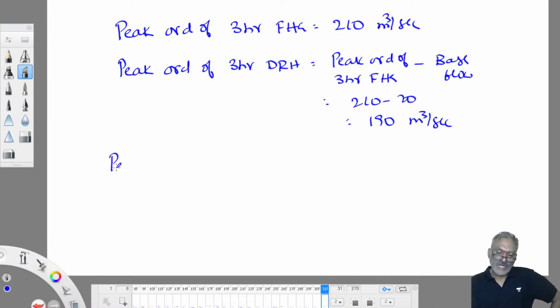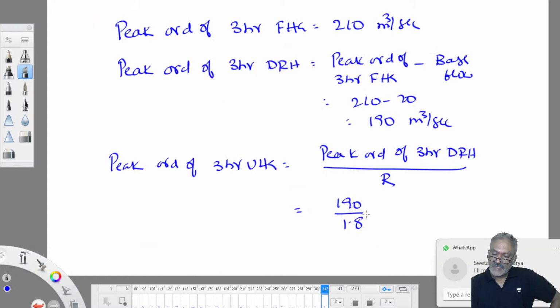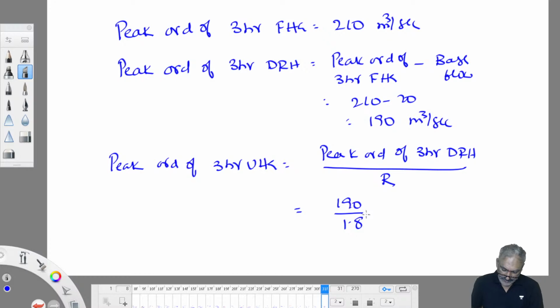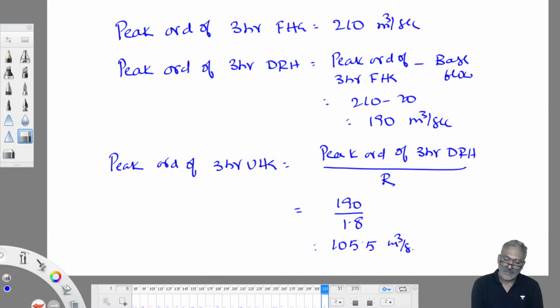So 190. Once you get the peak ordinate of the 3-hour direct runoff hydrograph, you can get the peak ordinate of the 3-hour unit hydrograph, which is equal to the peak ordinate of the direct runoff hydrograph divided by R. So 190 by the runoff already calculated, 1.8. So it is 105.5 meter cube per second, and that was the answer for this question.